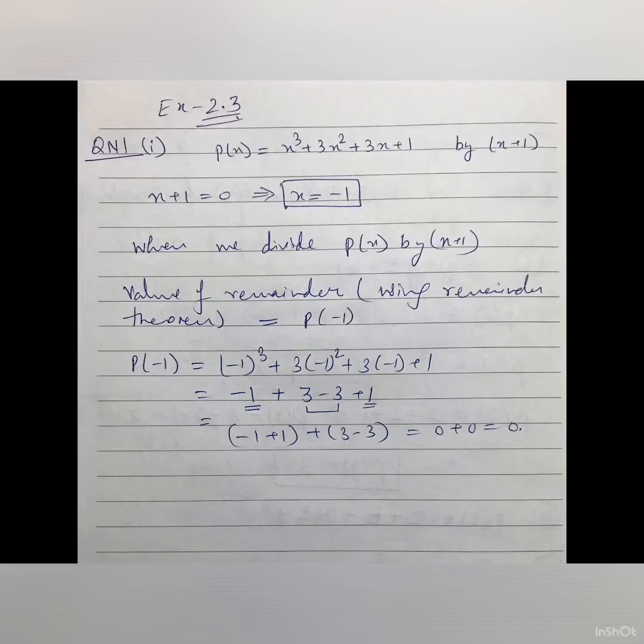Now minus 1 cube plus 3 into minus 1 square plus 3 into minus 1 plus 1. So it is minus 1 plus 3 minus 3 plus 1, which is equal to 0. So in this case the remainder is 0.